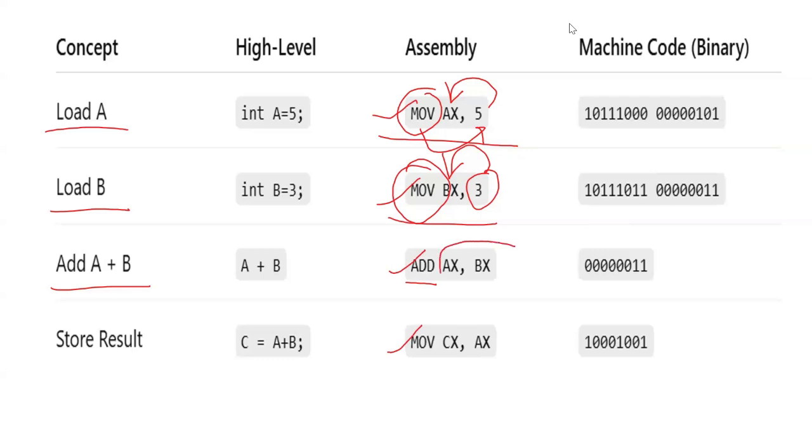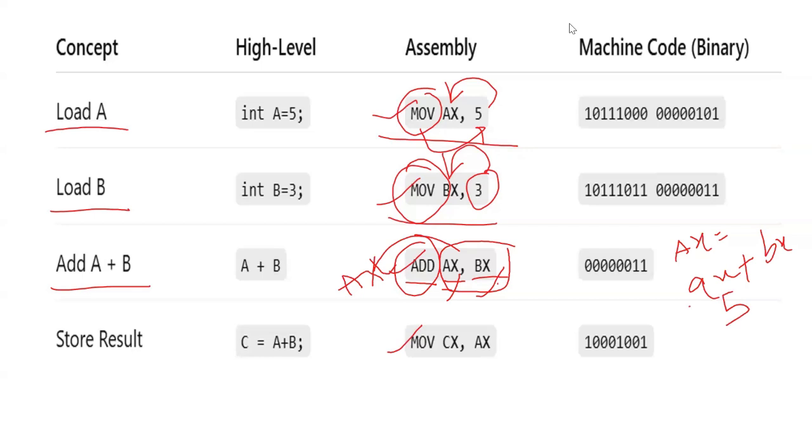So I'm saying add the numbers that are there in both the registers, AX and BX. What happens with the add is, it adds the numbers in AX and BX and puts the result in AX itself. The operation will be like AX equals AX plus BX. The operation on the right side will happen first.